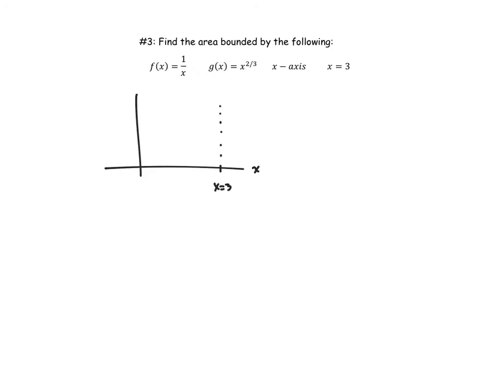I'm going to kind of put a vertical line here. I've got the function f of x equals 1 over x, and I've got the function x to the 2/3 power, which looks like this. Okay, so in between each of those, if I were to put a boundary around them, I'm looking for this Charlie Brown shoe looking space. All right, let's shade it in, kind of. All right, I'm looking for that area.